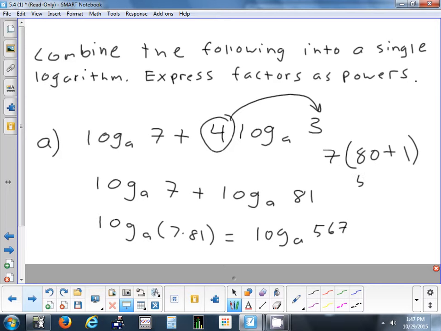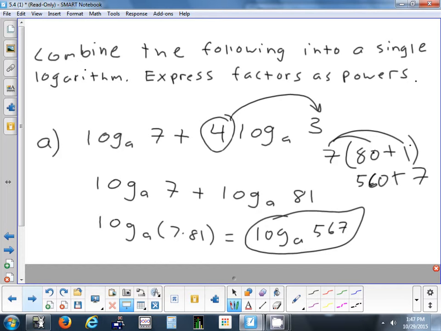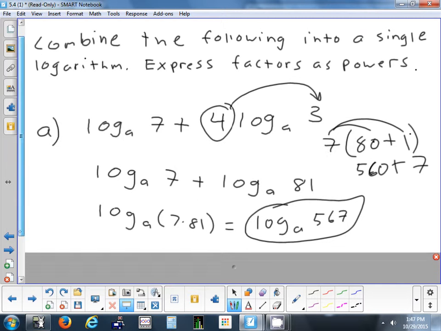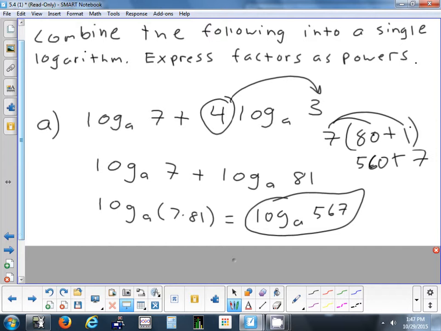7 times 8 is 56, and then I have a 0 because it's not 7 times 8. It's 7 times 80, and then 7 times 1. So I just did the distributive property in my head. So 567. When you said just 7 times 8, I was confused. I think you meant 80, but I wasn't sure. Yeah. Okay. So any question on that one?